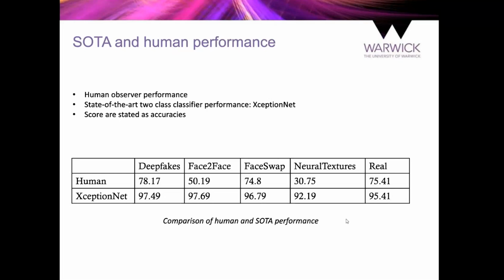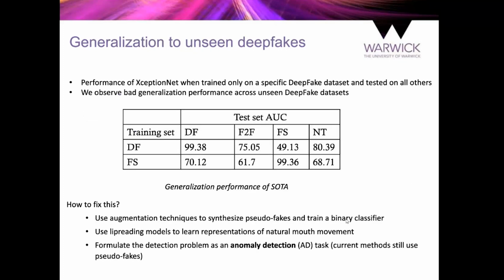And that's exactly where the problem lies with those methods, because if we look at the generalization performance to unseen deepfakes, here in this table we see the performance of XceptionNet when it's trained only on specific deepfake datasets and then tested on all others. And we can observe that we have very bad generalization performance across the different deepfake datasets. And this is quite a bad thing, because in the real world, we don't really know what kind of deepfakes we're dealing with. So we would ideally want to construct a model that is robust to any type of facial manipulation, so we can use it effectively in the real world.